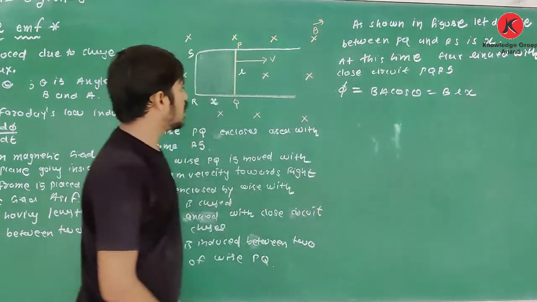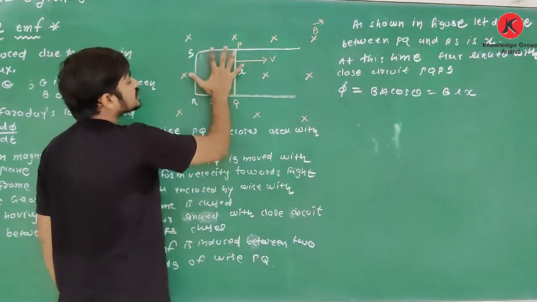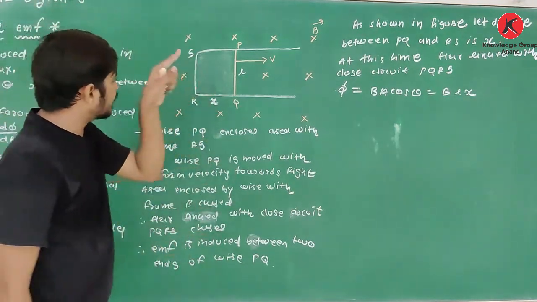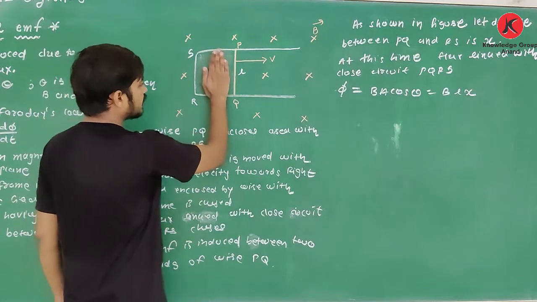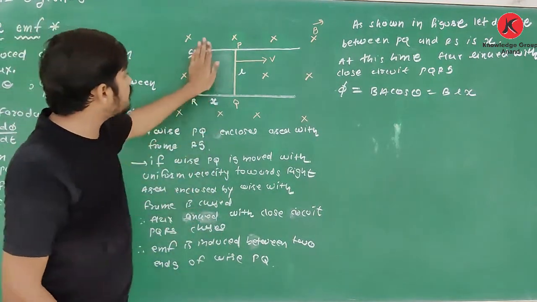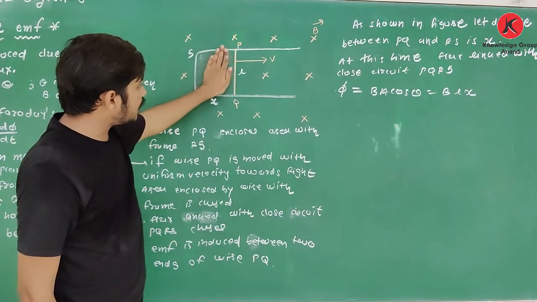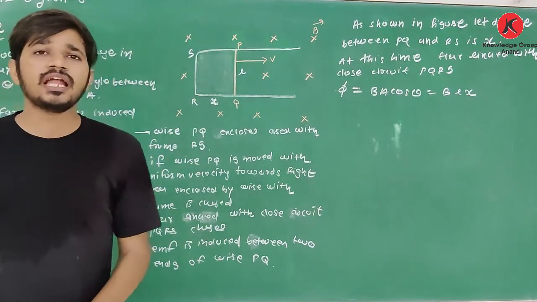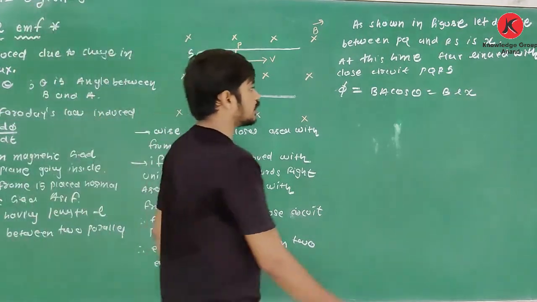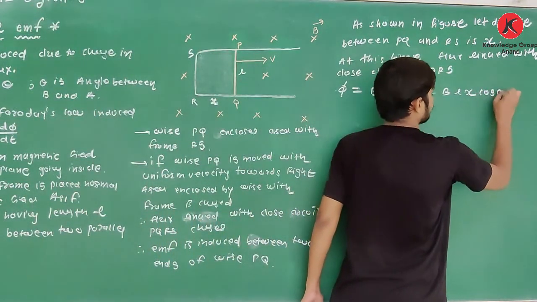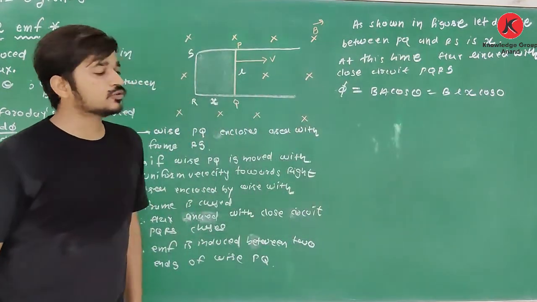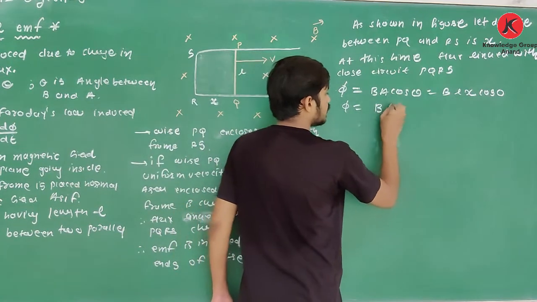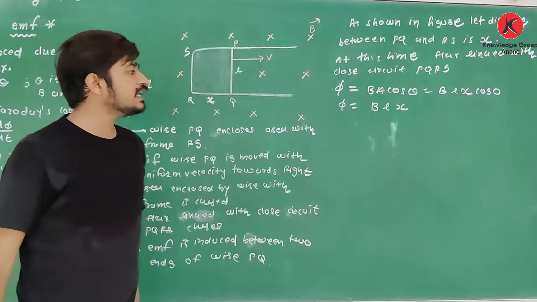This PQRS surface is perpendicular to the magnetic field. The magnetic field is going inside. This plane is like this, and its area vector is normal to it. So the magnetic field and area vector are in the same direction, so here I can write cos 0. Clear about this? So what is the flux linked? Flux is equal to BLx.